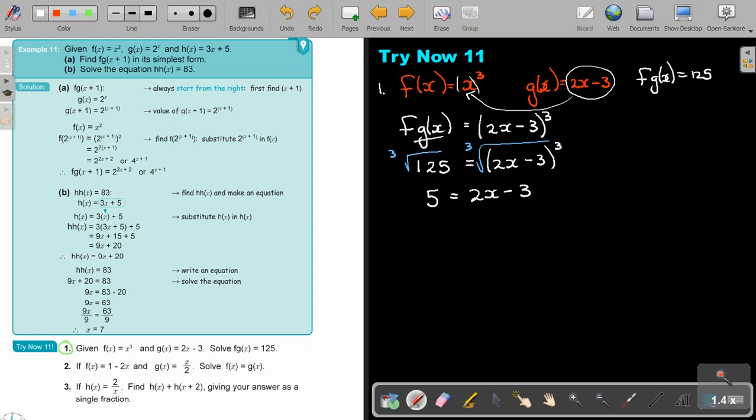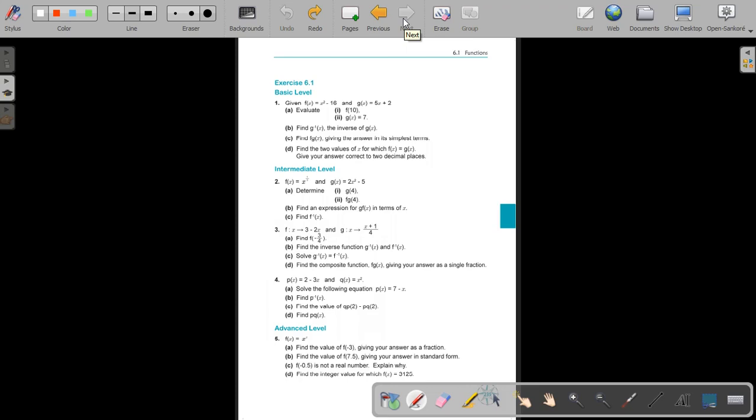And now I can simplify it by saying 2x equals 5 plus 3, so 2x equals 8. I divide by 2, so therefore the value of x will be equal to 4. Okay. And that's that. It will be good if you do an exercise in the textbook and to practice this kind of functions as many as possible questions.